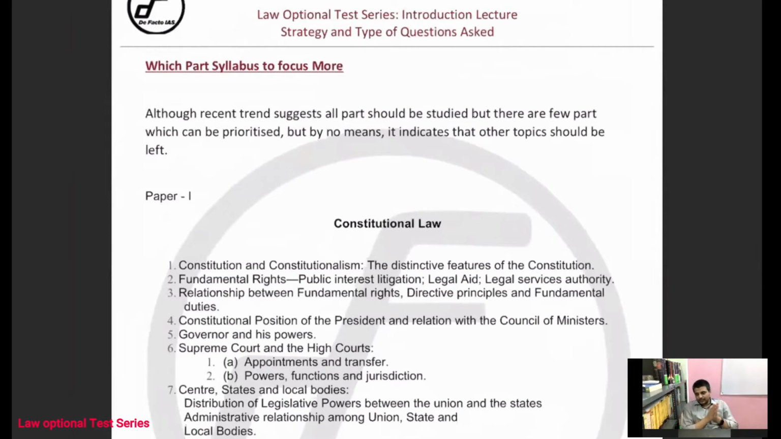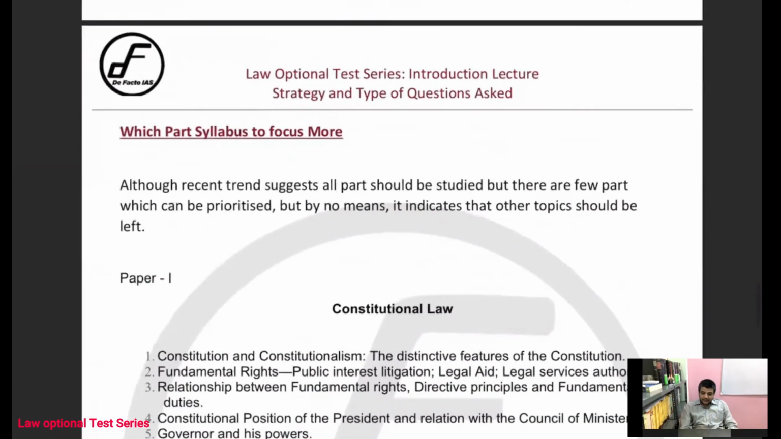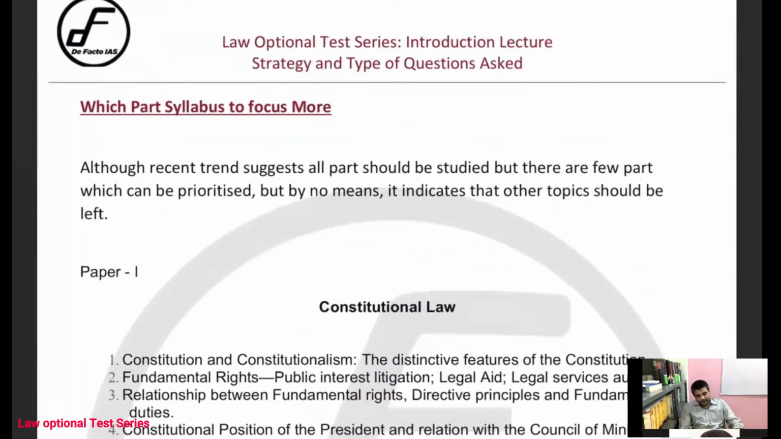Okay. Now, let's come to the next point of discussion today: which part of the syllabus you should focus on? Again, let me give a warning first: when I say you can focus more on these parts of the syllabus, that doesn't mean you will not focus on the other parts. Because UPSC is very unpredictable. It is a brutal exercise to predict UPSC. You cannot predict UPSC. It's better that you read each and every topic, but some topics you give more importance.